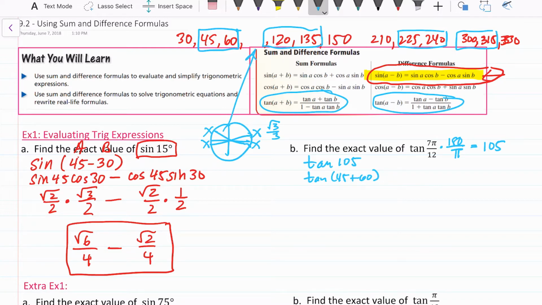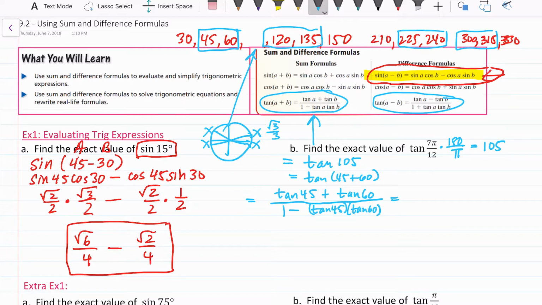So using the formula, we're doing the plus formula, which is this one. We're going to have tangent of 45 plus tangent of 60. It's going to be a fraction over 1 minus tangent of 45 times tangent of 60.